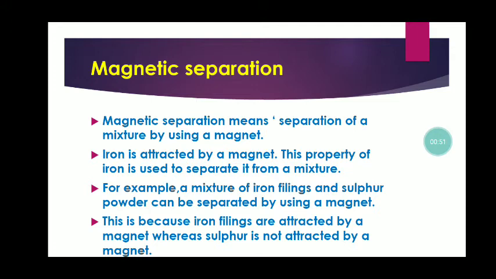For example, a mixture of iron filings and sulfur powder can be separated by using a magnet. This is because iron filings are attracted by a magnet whereas sulfur is not, so you can easily separate the iron.